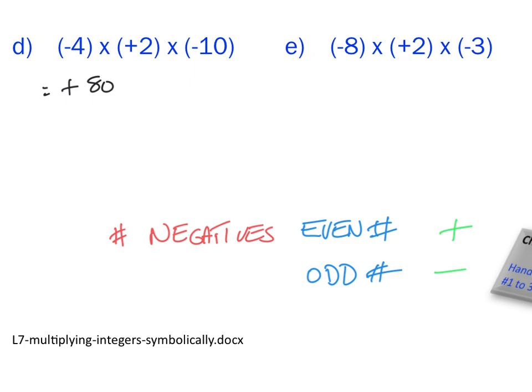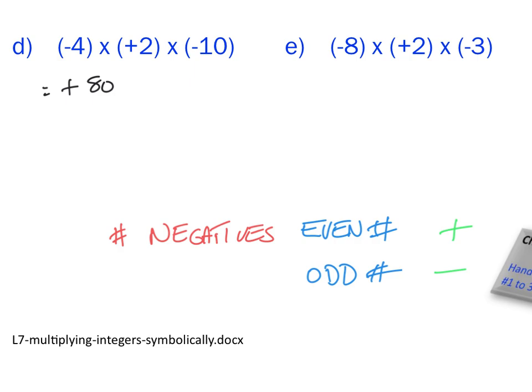So again, count the number of negatives. If the number of negatives is even, the answer is positive. If the number of negatives is odd, then it's negative. And that's actually true for the ones we did above as well. But this is a rule that you can always use. And again, I'm showing you this rule when we're multiplying integers. If we're doing other operations, this rule may not apply.